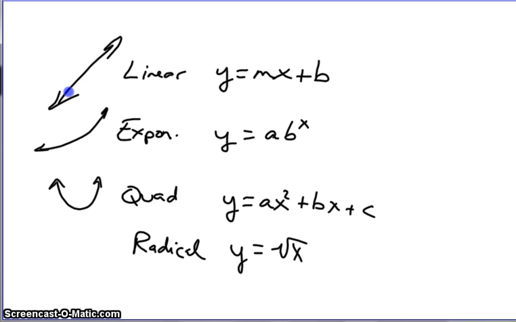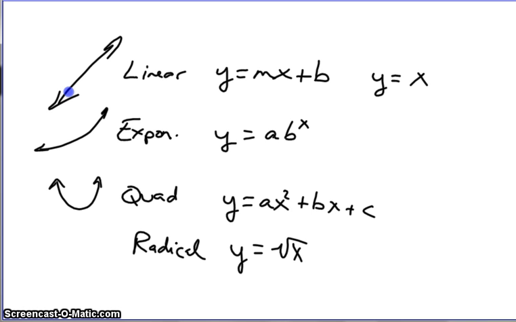And who can give me the parent linear function? What's the most basic linear function? Y equals x, right? What's the slope of that function? 1. The slope is 1. What's the y-intercept? 0. So we could call this direct variation too.